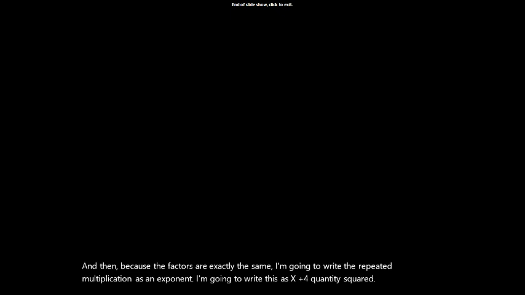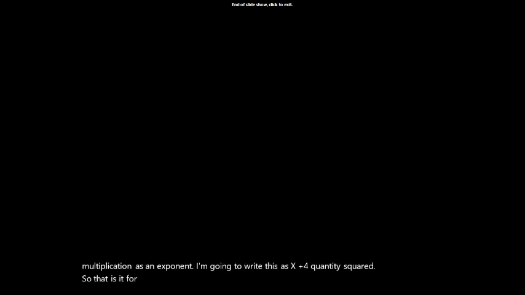So that is it for the special factoring. The special factoring are the differences of squares and the two perfect square trinomials. In the next video, we're going to be taking a look at one major application of factoring, and that is in solving quadratic equations such as x squared plus 8x plus 16 equals 0. So that's what the next video is going to be about, so stay tuned for that.